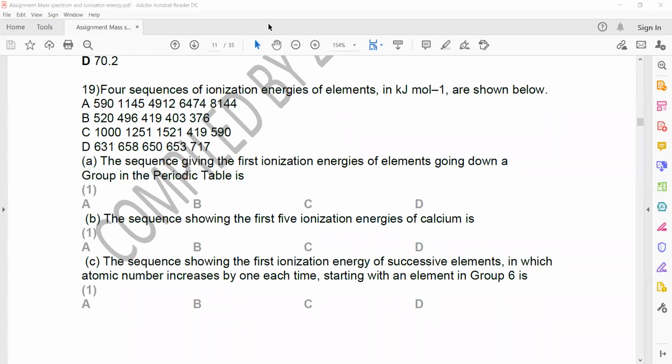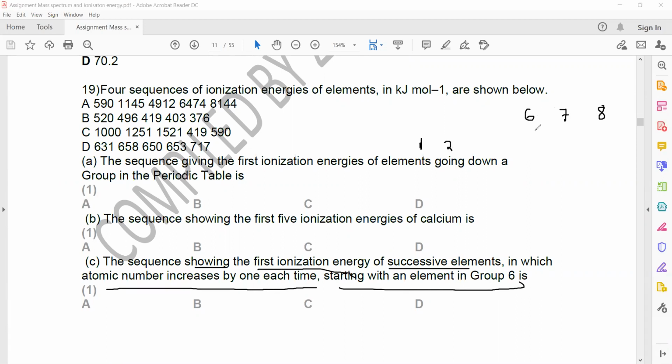Look, in the question they mention the sequence which shows the first ionization energy of successive elements in which the atomic number increases by one each time, starting with an element in group 6. So the element in group 6, then the next element will be in group 7 because the atomic number increases, then the next element is in group 8. If I add one more proton number, that element will be in group 1 again, and then group 2.